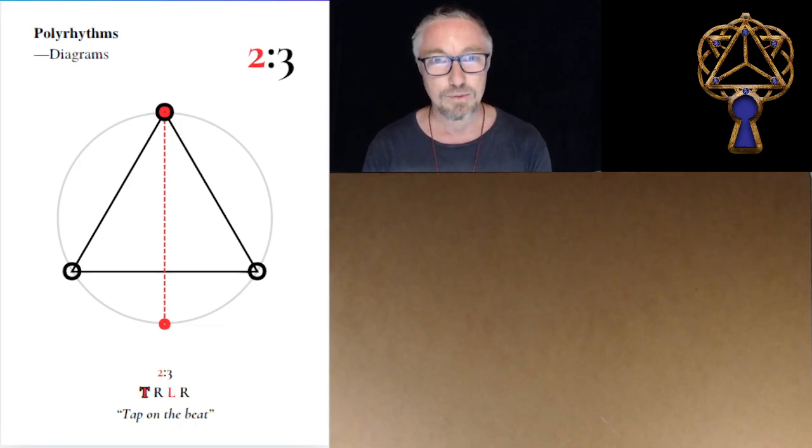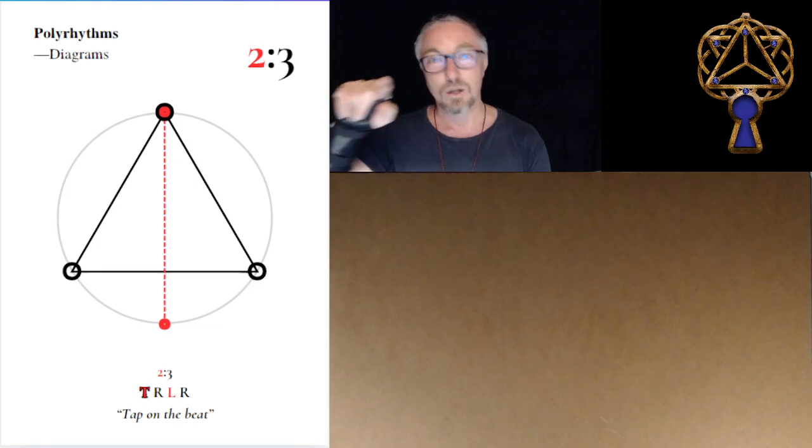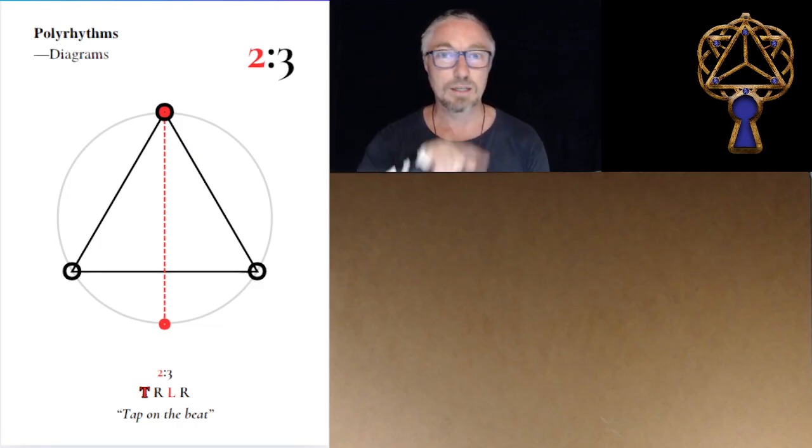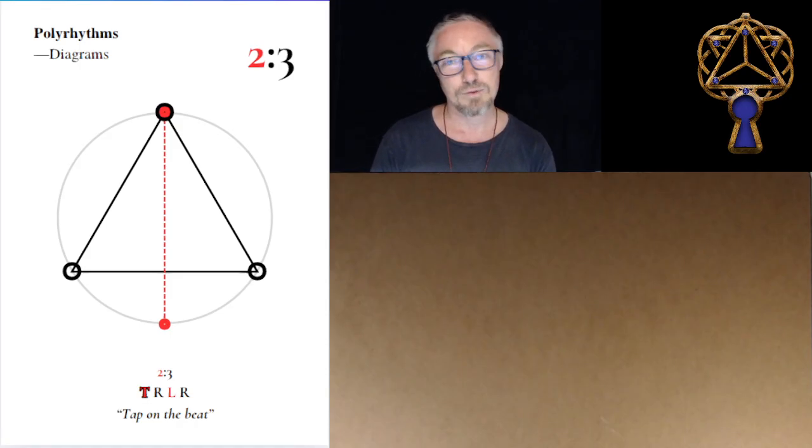So from the diagram that you can see there, we've got a circle which represents a complete cycle of one enclosed polyrhythm, one 2-3 cycle, or a bar of music if we wanted to put it like that. At the bottom of that picture we have some letters T, R, L, R, and the T stands for together, and the R for right, and the L for left.